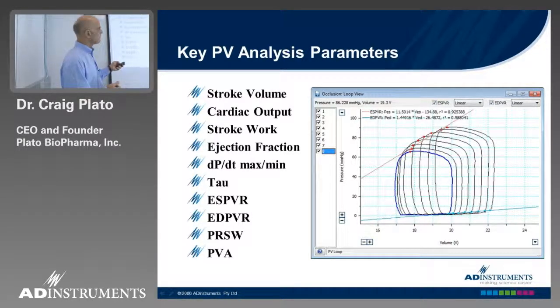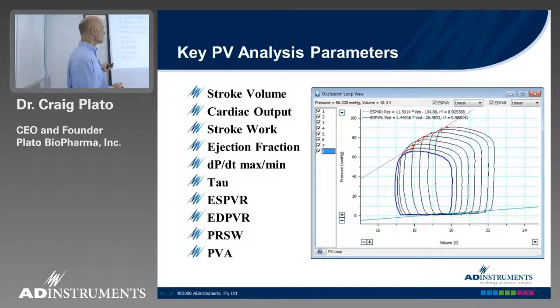Here we have a normal pressure volume loop, and we reduce preload, and we can see how the heart looks as a function of changes in volume, filling, with respect to systolic performance. That is the end systolic pressure volume relationship.